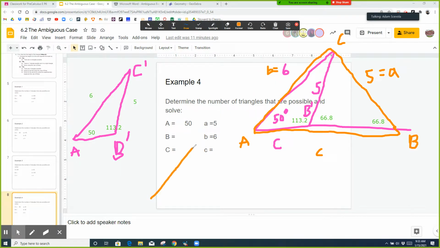And then my other triangle, I'm just going to redraw it here so we could see what just applies to that orange triangle. So remember, there's two triangles here. The pink one's one of them, the orange one's the other one. We were given that this was 50 degrees. We were given that this side here was 6. We were given that this side here was 5.